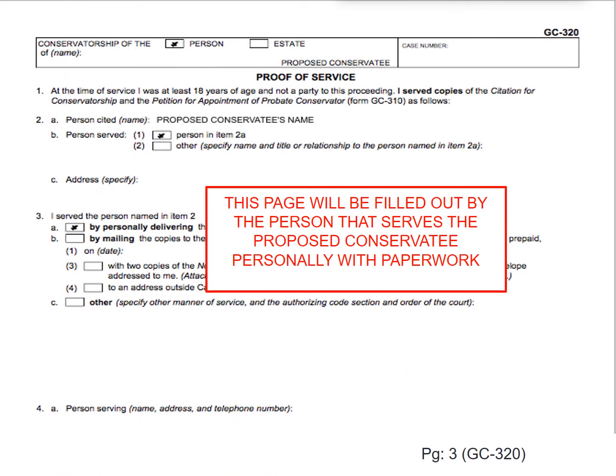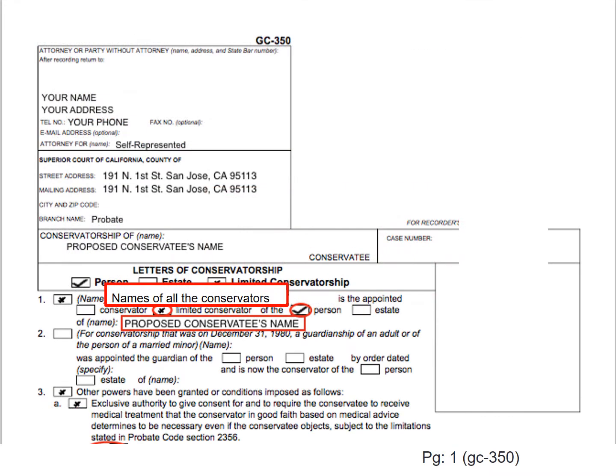The rest of Form GC-320 will be left blank for now. Later, after service is complete, your server will fill out page 3. We will talk about that more later. The next form is GC-350 Letters of Conservatorship. This form will be signed by the judge at your court hearing if your request is granted. You will use this form to show your authority to act on behalf of the conservatee as conservator.